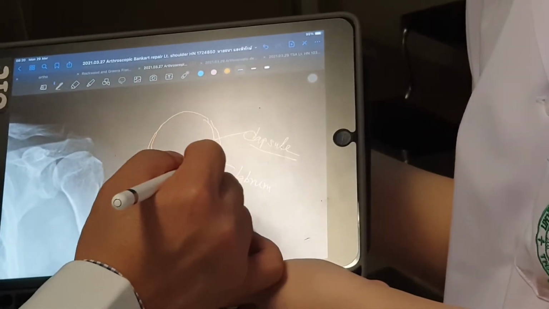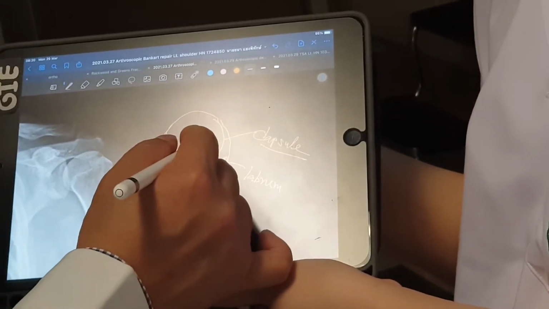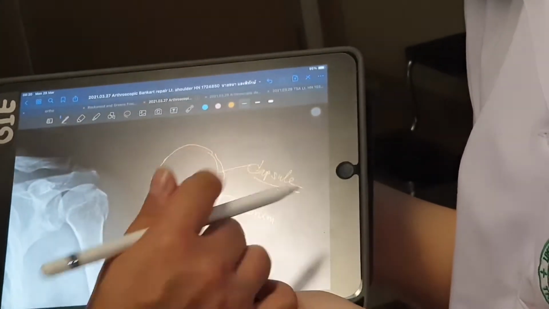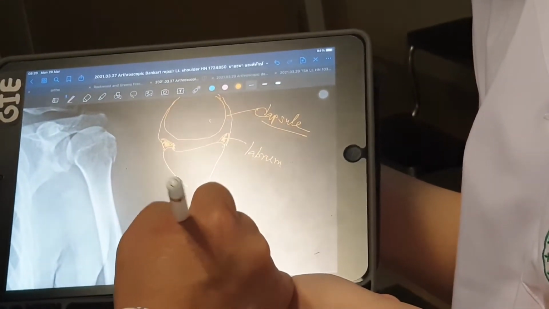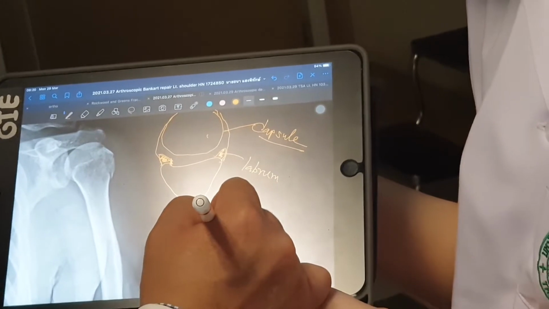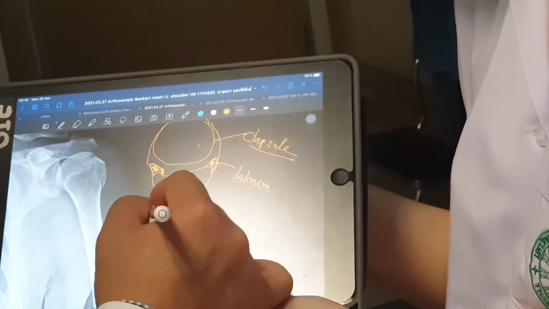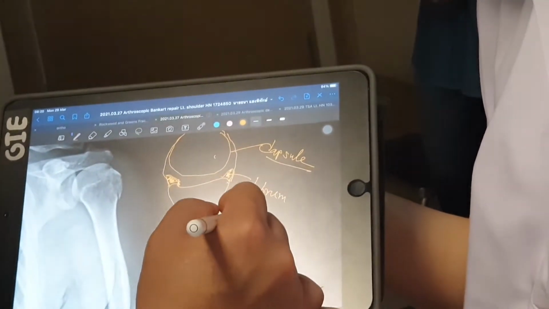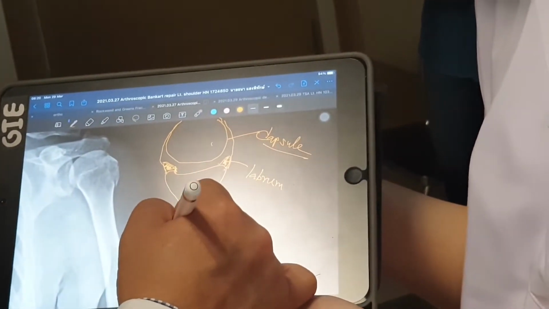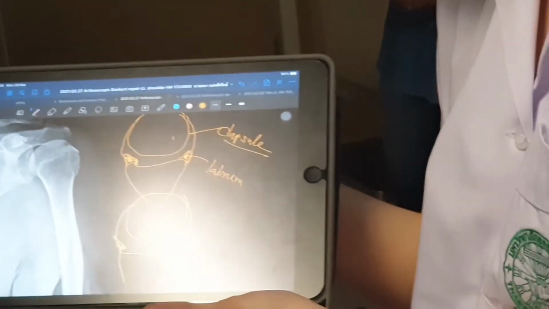So when the shoulder dislocates, this structure is always torn from the bone. When there is dislocation, the labrum will be torn from the bone. So you look at this, it will be floating like this, together with the capsule. So that is the entry part. You can see that it's floating, right?